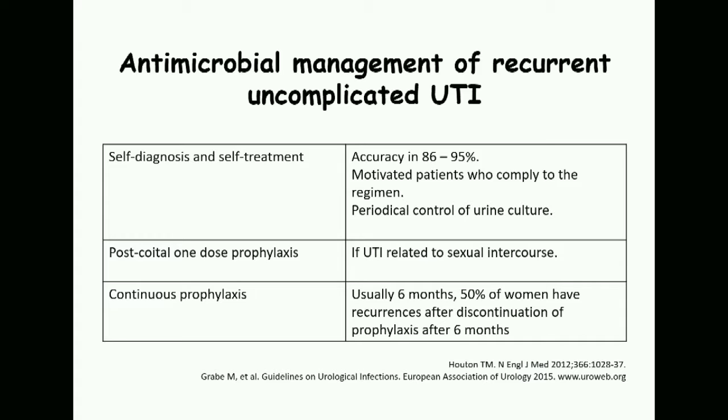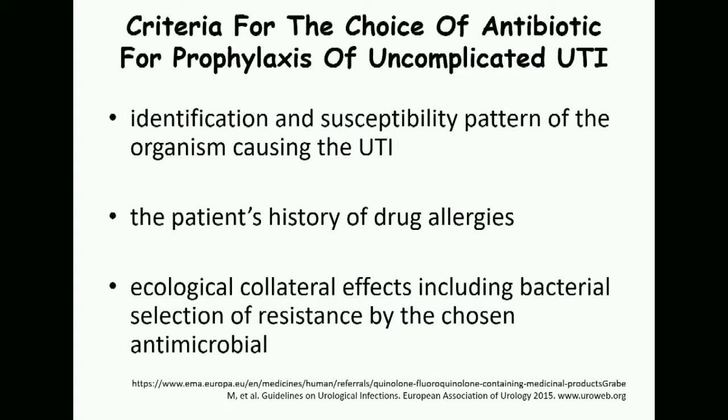Then the postcoital one-dose prophylaxis, if UTI is related to the sexual intercourse, so this is the history, and then continuous prophylaxis, usually 6 months, but 1/2 have recurrences after 6 months, so usually we have to prolong it.